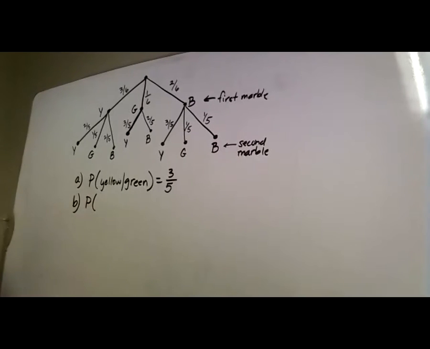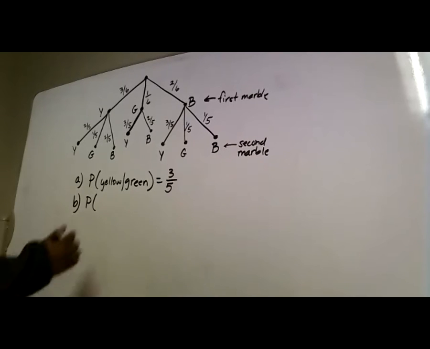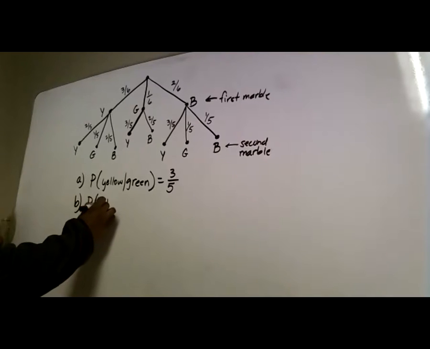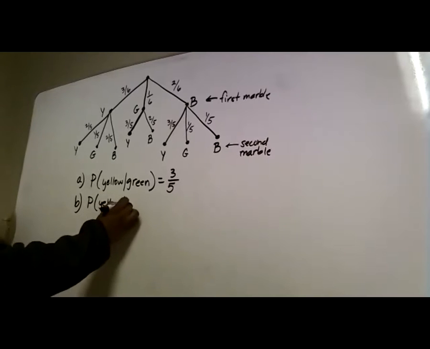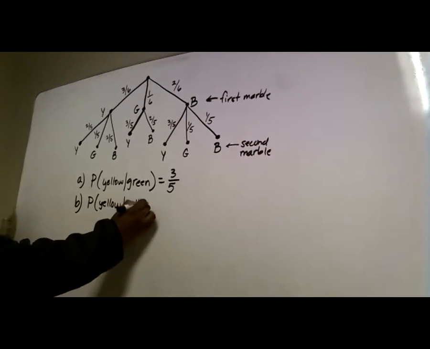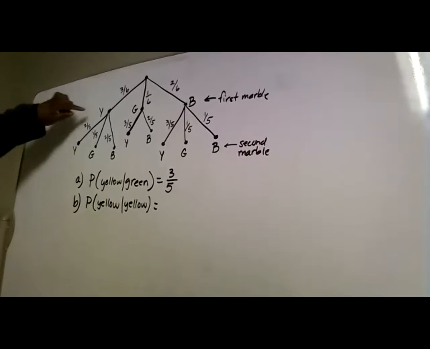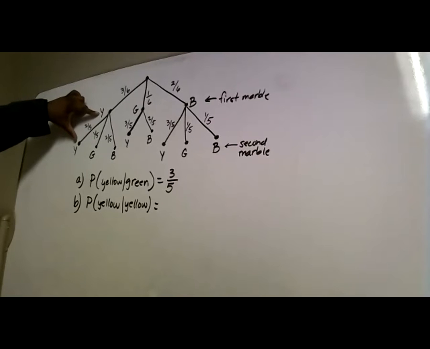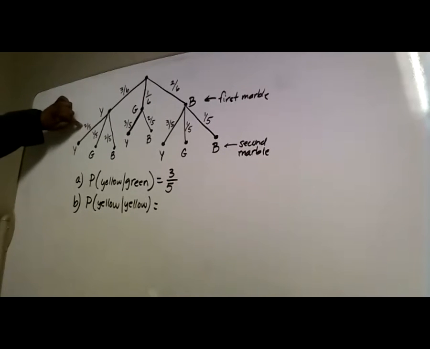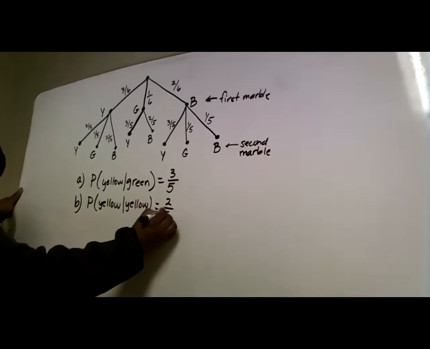Now, part B says, determine the probability that the second marble is yellow, given that the first marble is also yellow. So now we look at the first marble. It was given that the first marble was yellow. We want the probability that the second is going to be yellow. So from yellow to yellow, that's your probability right here, 2/5.